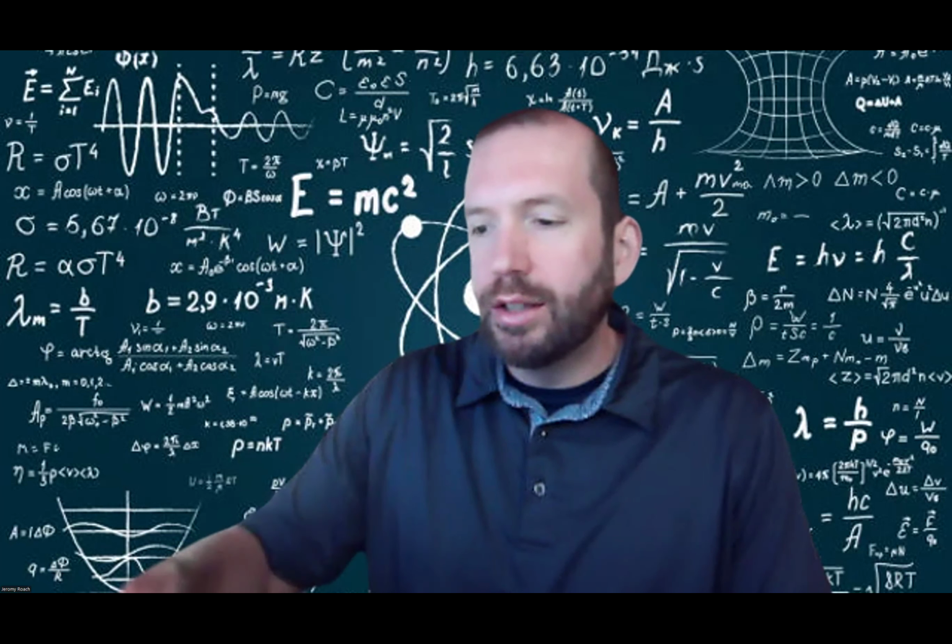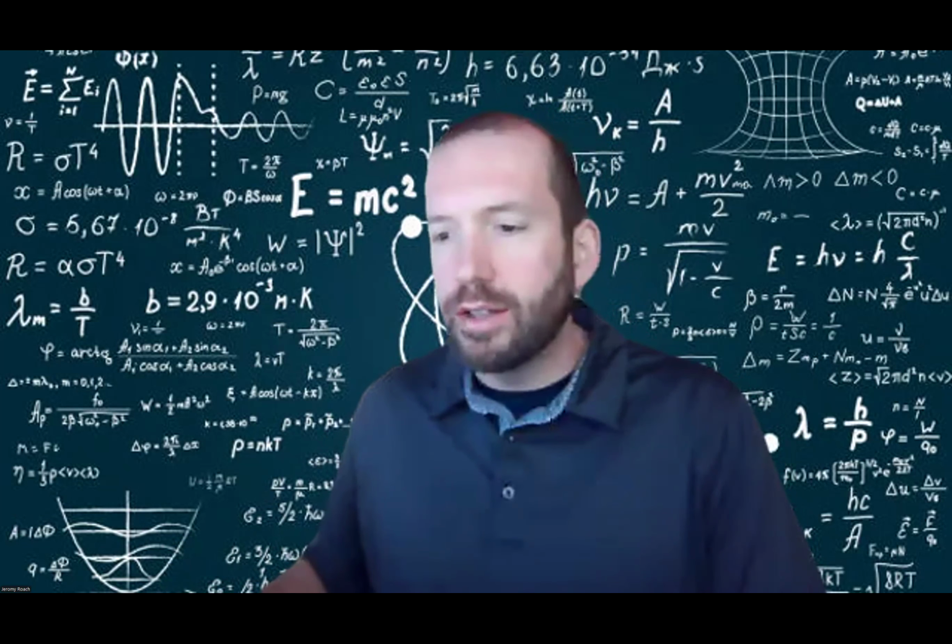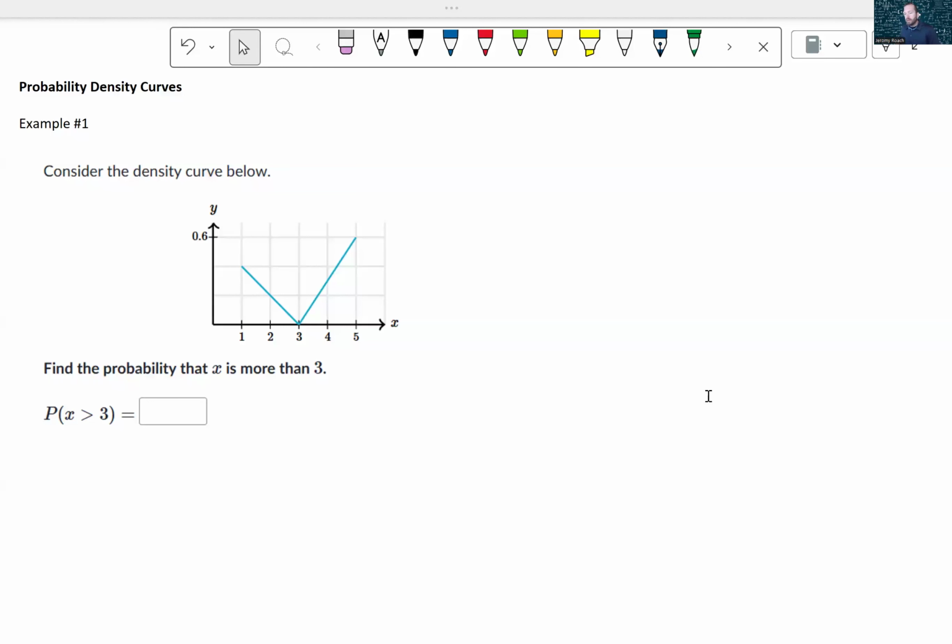So let's take a look at the first example here for probability density curves. This problem says, consider the density curve below. Find the probability that x is more than 3. So we're working with a density curve, and this represents what's called a continuous distribution. So instead of listing all the probabilities at specific values, the probability comes from the area underneath the curve.